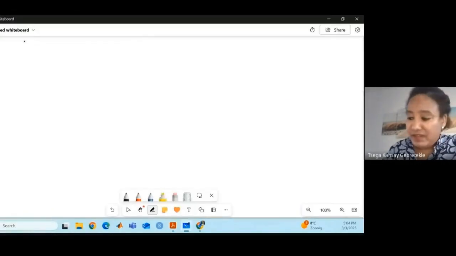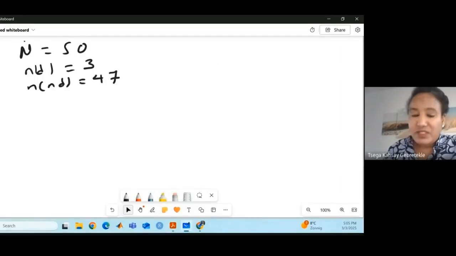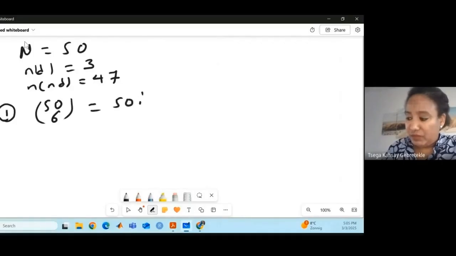We have n, which is 50. The number of defective is 3. The number of non-defective is 47. If we want to select 6, it will be 50 combination 6, which is 50 factorial divided by 6 factorial and then 44 factorial.